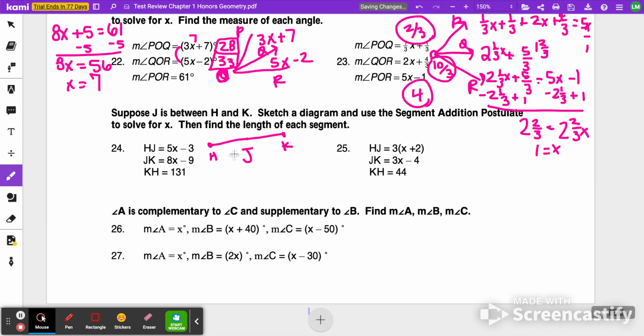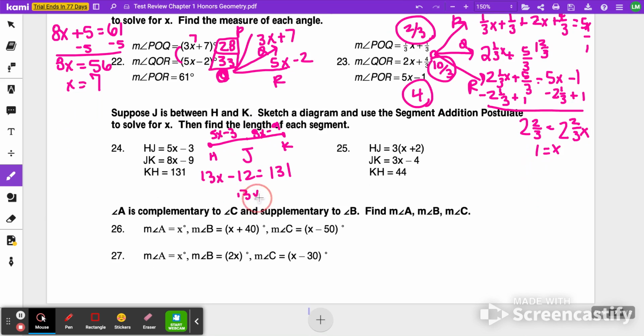And to find the length of each segment, we would want to first start by labeling. HJ is 5x minus 3, and JK is 8x minus 9, and that's all added together to be 131. So what I do is start to combine like terms. 8x plus 5x is 13x, negative 3, negative 9 is negative 12, and that's equal to 131. Then I'm going to add 12 to 131. So 131 plus 12 is 143.